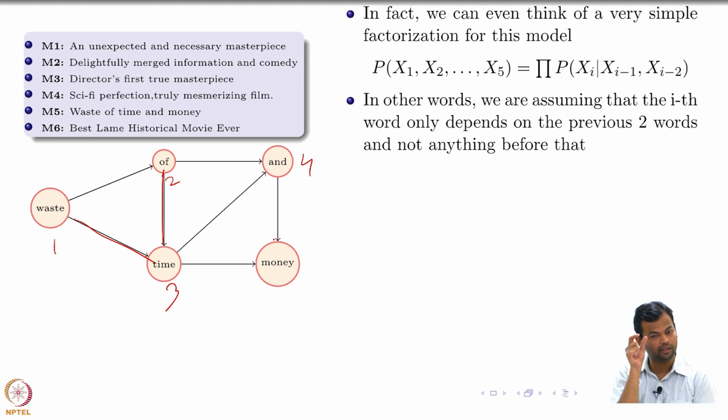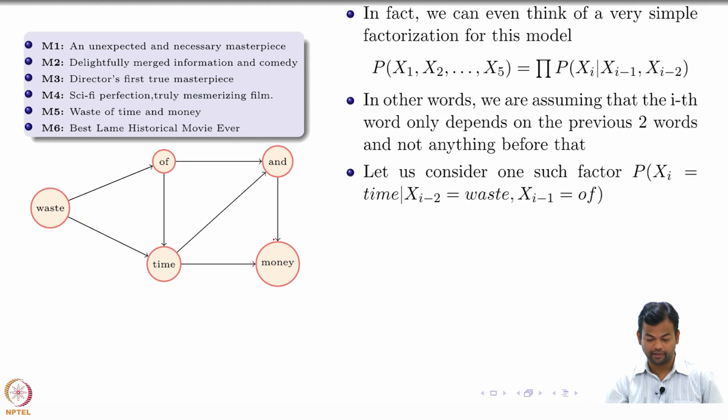Now, how do you estimate these factors? I said this learning part we'll do only in the context of RBMs, but let's just do it for this toy example because it's very simple to do here. Let's consider one such factor, and one assignment to that factor. One of the factors here is xi given xi minus 1 and xi minus 2. Now consider one assignment to this factor, which is xi is equal to time, and the previous 2 words were waste of, which is not what this is, but how would you estimate this factor? I have given you all the past reviews for this reviewer. How do you compute this probability?